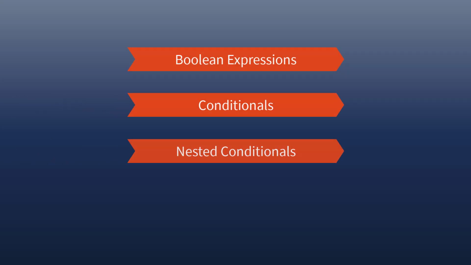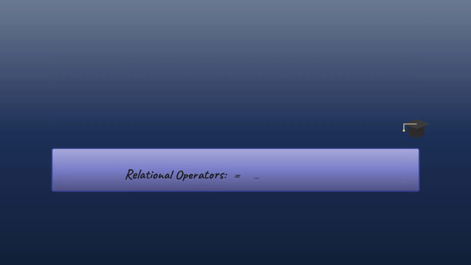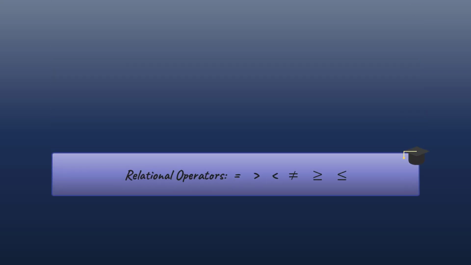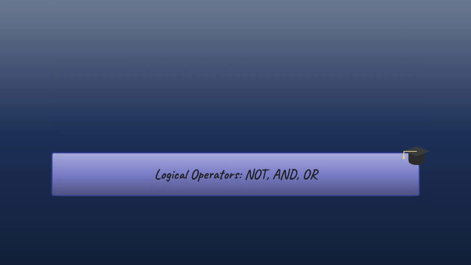Boolean expressions is just some simple stuff that we've known. They're true or false. We know about relational operators, which are equals, not equals, greater than, less than, greater than or equal to, less than or equal to. And then there's logical operators, which are not, and, or. Be aware that regardless of the language that you're using, whether it be JavaScript or Python or whatever you're using for the class, the syntax for logical operators for this exam is not, and, or, spelled out in words.